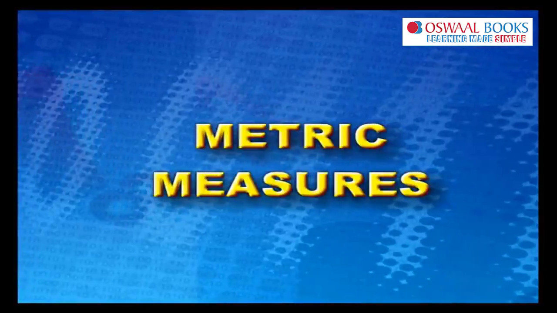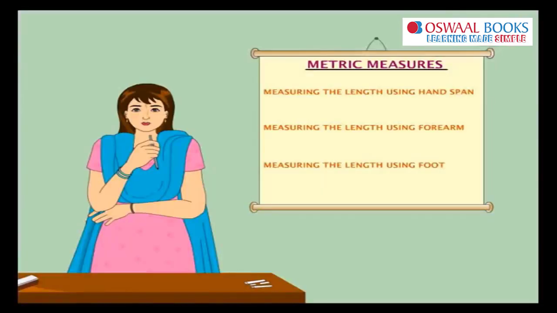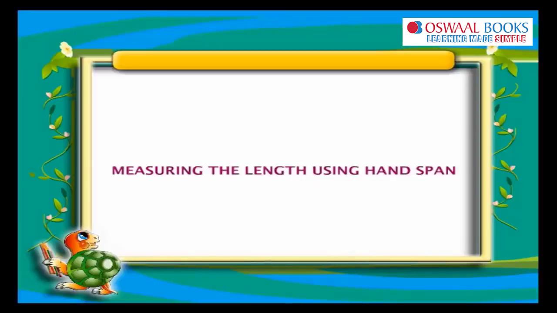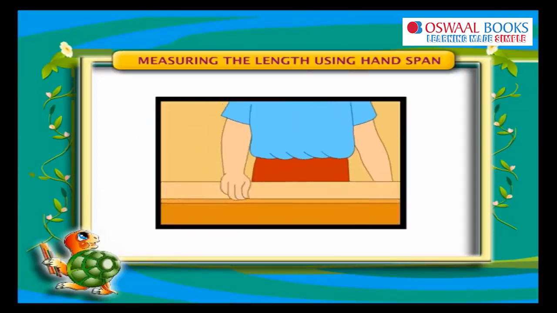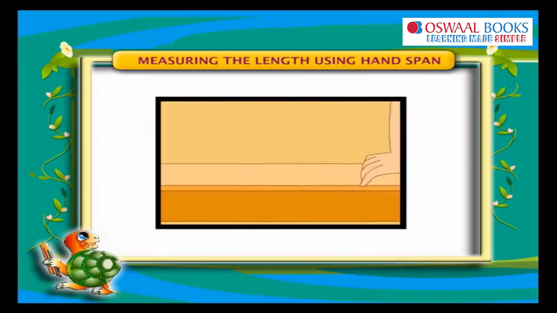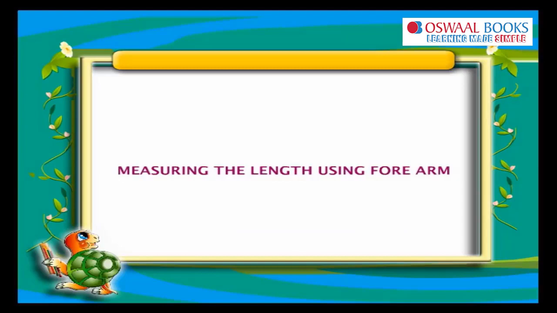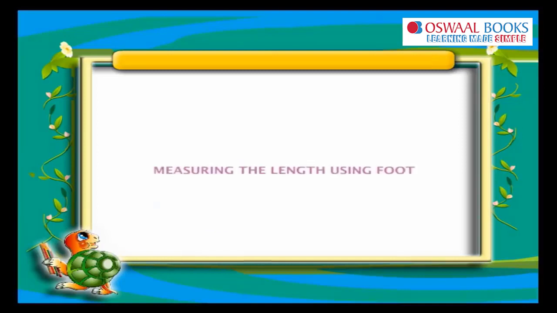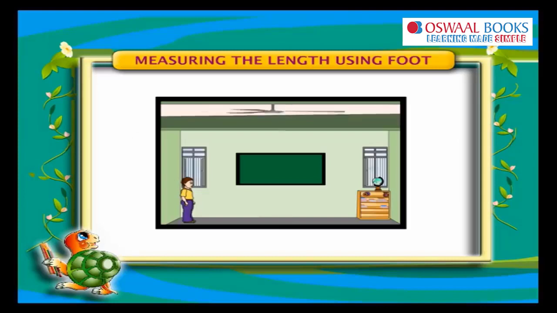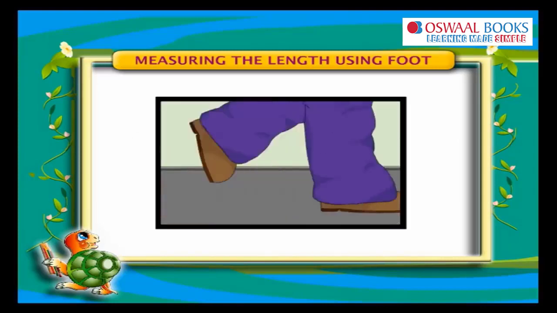Metric measures. For different types of product, we use different measures. Measuring the length using hand span. We can use a hand span to measure a table or a box. Measuring the length using forearm. We measure a ribbon or a blackboard using cubit. Measuring the length using foot. We can measure the length of a classroom or a playground with pace.